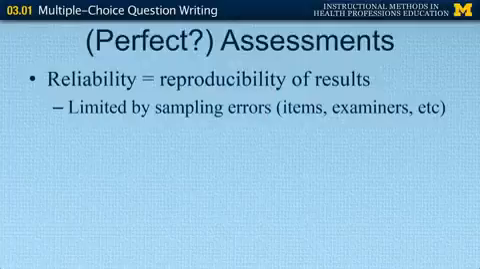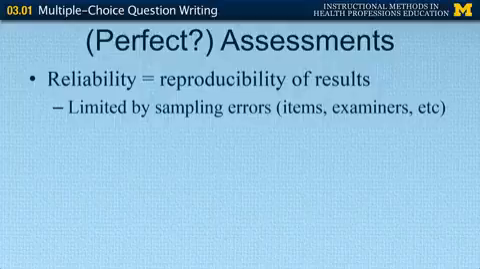Now, the challenge with reliability is that it's going to be limited by sampling errors. So if you don't have enough items on your test, then you may actually not be able to capture all of the information that your learner has learned. Or if you have different examiners, especially in a standardized test situation or an essay or an oral presentation, if there's variation between the examiners, there may not be reliability between examiner A and examiner B. So examiner B may grade tougher or more rigorously than examiner A.